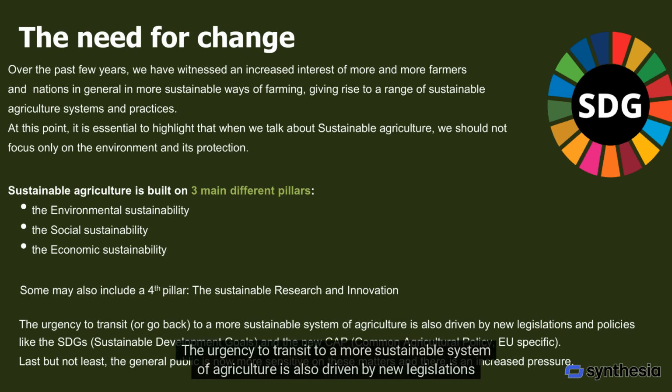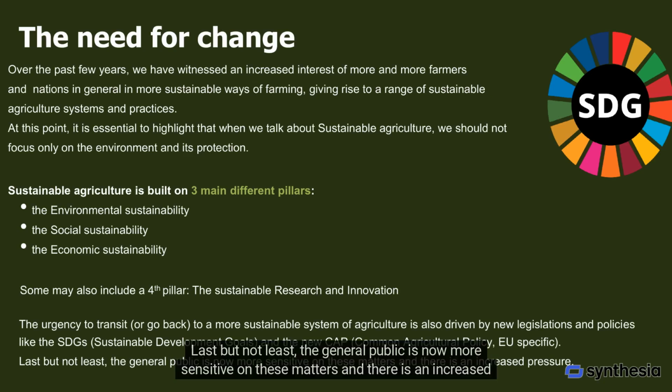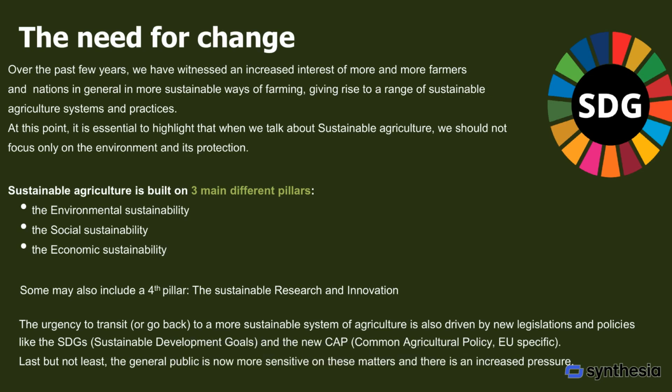The urgency to transit to a more sustainable system of agriculture is also driven by new legislations and policies like the Sustainable Development Goals and the new Common Agricultural Policy. Last but not least, the general public is now more sensitive on these matters, and there is an increased pressure.